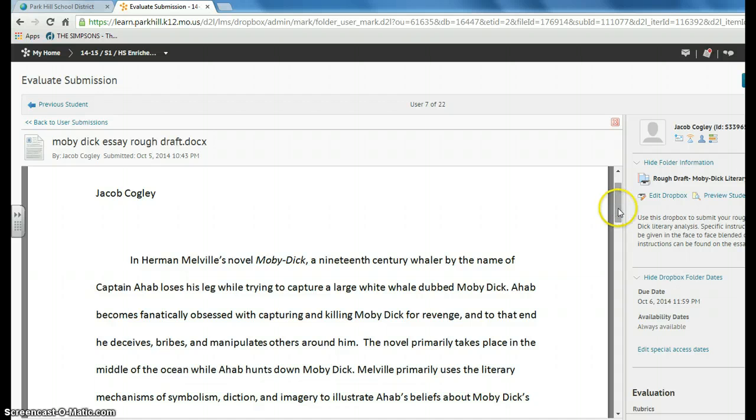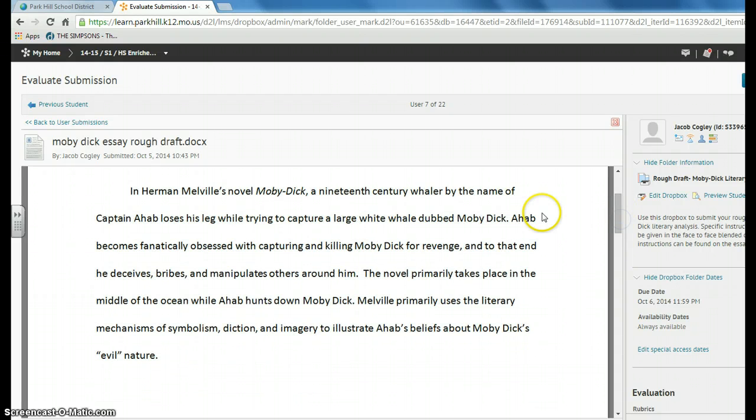Now, your first sentence, in Herman Melville's novel Moby Dick, a 19th century whaler, is really good. The thing that I would add would be that I would like to see it start off with, in Herman Melville's novel Moby Dick, the author demonstrates, portrays, some verb that is similar to that, the dark side of American romanticism, including, and then you would choose a couple of those options. So it might be evil and insanity. You may choose a fascination with the supernatural, exotic places, something to that effect.